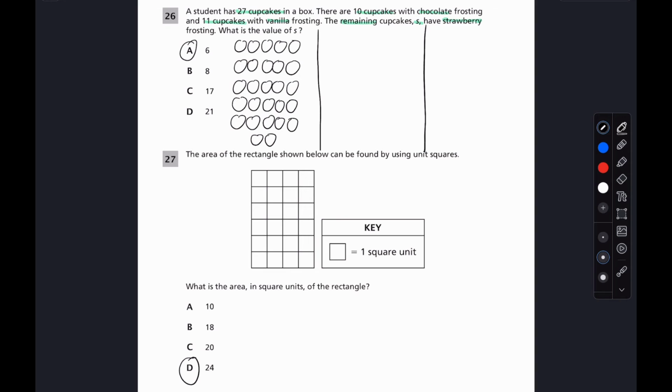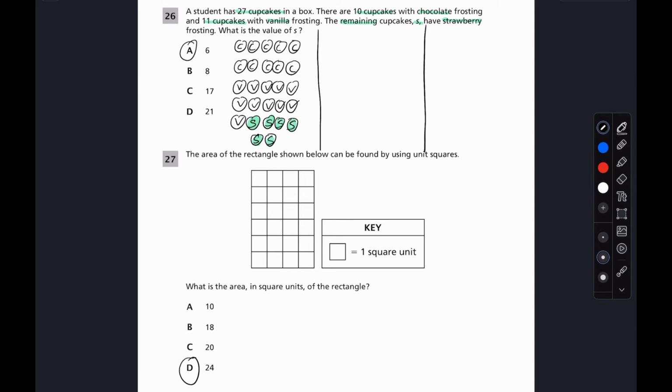All right, so the first 10 cupcakes have chocolate, so I'm just going to put a C for chocolate. All right, 10 cupcakes have chocolate. 11 have vanilla, so I'm going to put V's in 11. And the rest have strawberry. And so this is a nice, easy way of showing how many have strawberry. You can see 6 of them have strawberry.